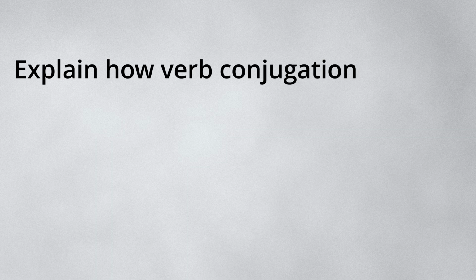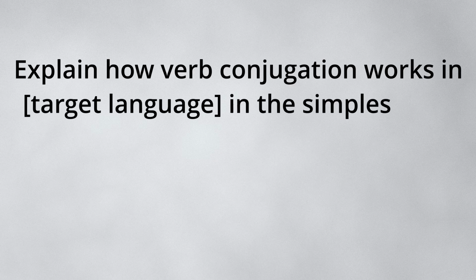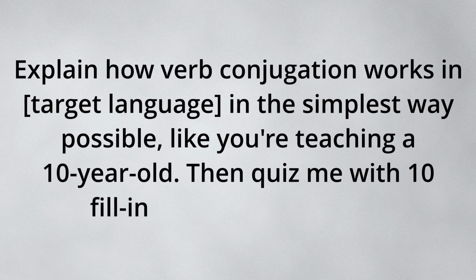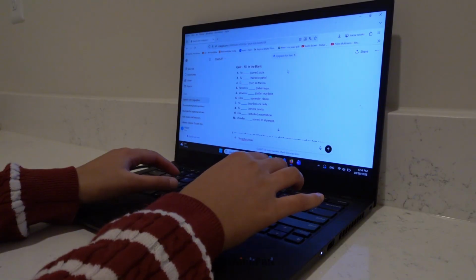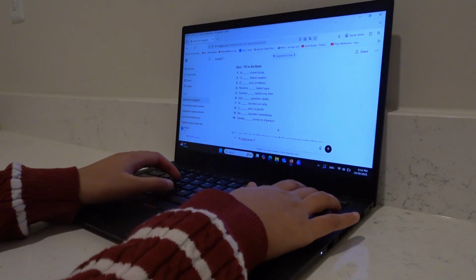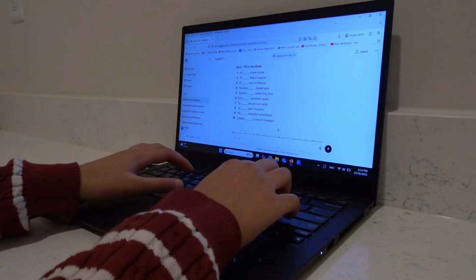This next tip will help you with your grammar. You can ask ChatGPT to explain different grammatical concepts to you. Your prompt could be, "Explain how verb conjugation works in target language in the simplest way possible, like you're teaching a 10-year-old. Then quiz me with 10 fill-in-the-blank examples." Your prompt could greatly vary for this one, depending on what you struggle with the most. Quizzing yourself is a fantastic way to reinforce what you learn.